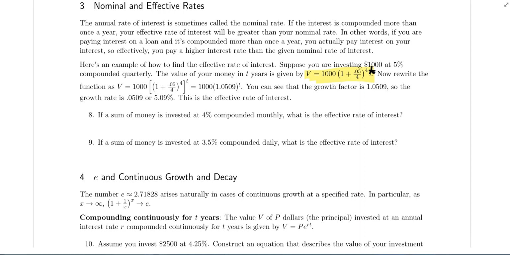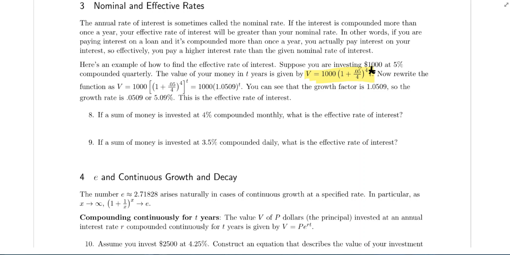You'll see some of your homework problems are asking for what is the effective rate. So to find that, we have to talk about nominal and effective rates. So the annual rate of interest is sometimes called the nominal rate. So if they say that the interest is compounded 5% quarterly, that's your nominal rate.